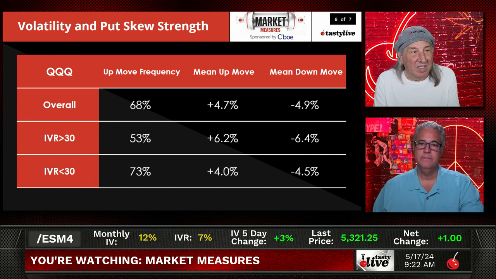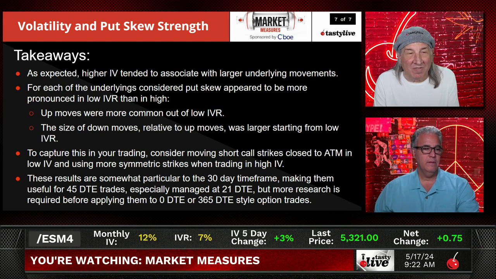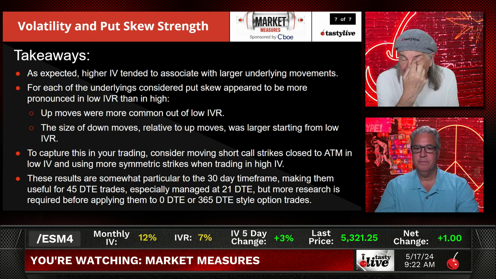As expected, higher implied volatility tended to associate with larger underlying movements. In all those cases, SPY, Qs, and IWM, when implied volatility rank was over 30, the moves were significantly larger.